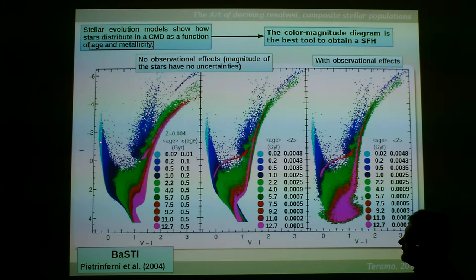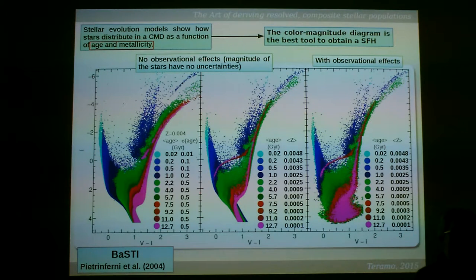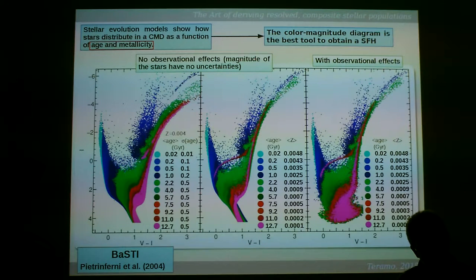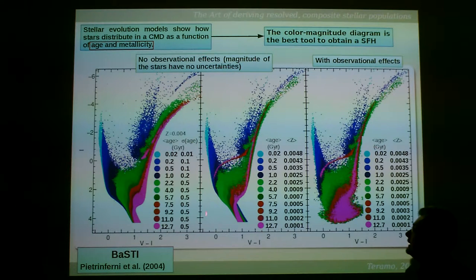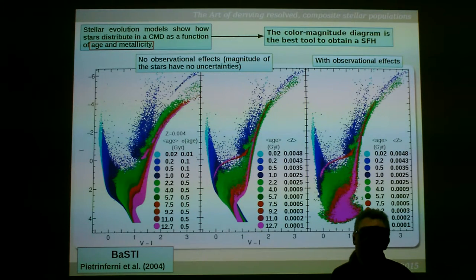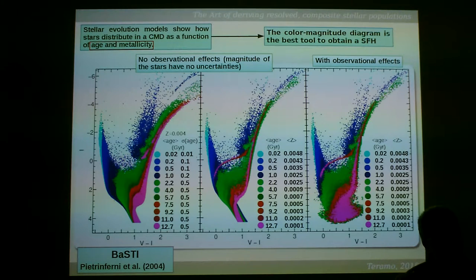if we are able to reach the oldest main sequence turnoff of the stellar population, we can distinguish in this region the stellar populations among them. I mean, we need to reach the main sequence turnoff to separate the ages of the stellar populations. All the features like the RGB, for a fixed metallicity, show a dispersion in age. But this is again for the same metallicity for all the stellar populations.